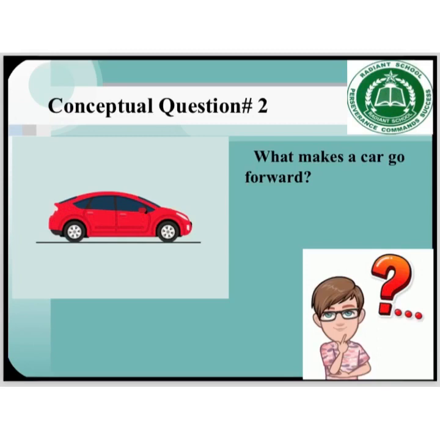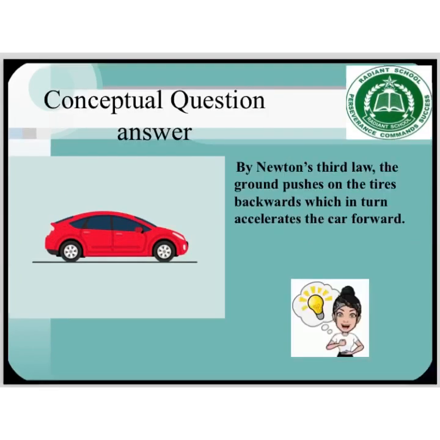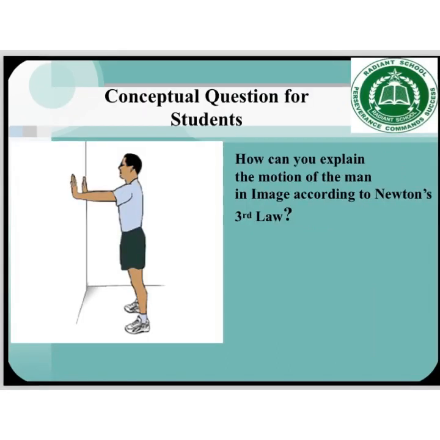Next question, what makes a car go forward? The answer to this question is the ground pushes the tires of the car in the forward direction, and in return, as a reaction, the acceleration is produced in the car and the car will move forward. So here you see that with the help of action and reaction force of equal magnitude and opposite direction, the car will move forward.